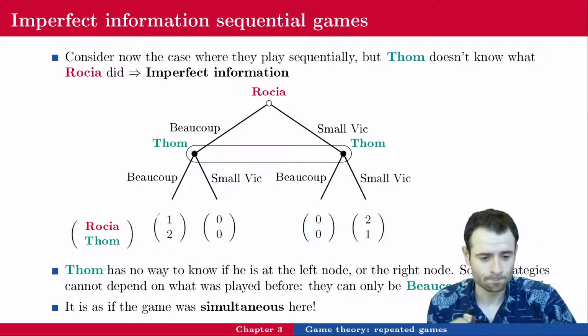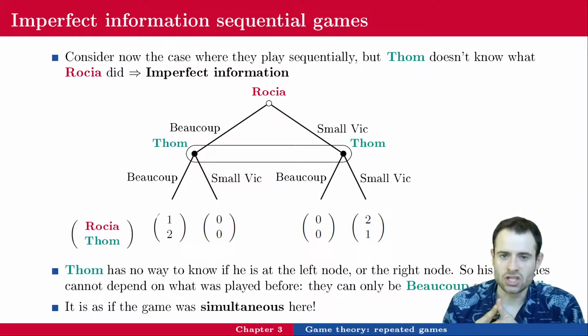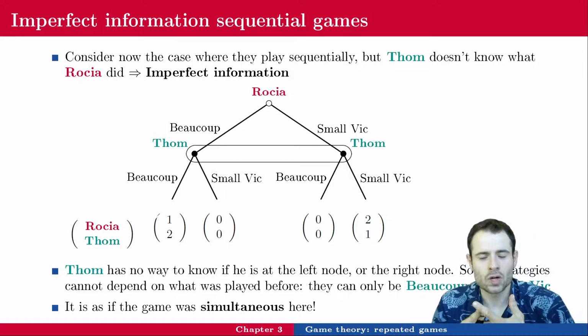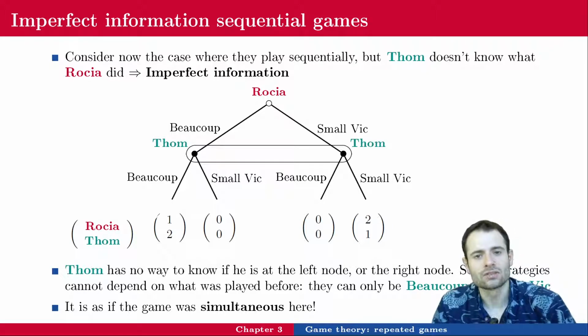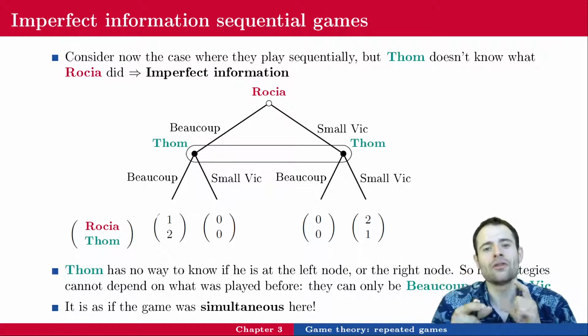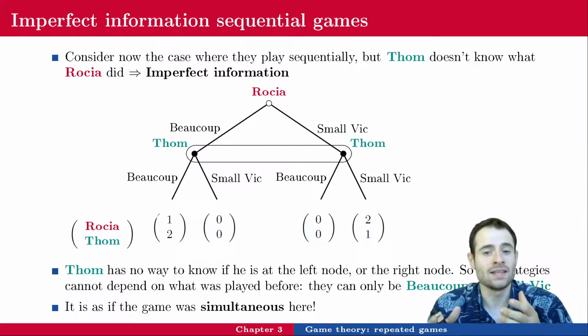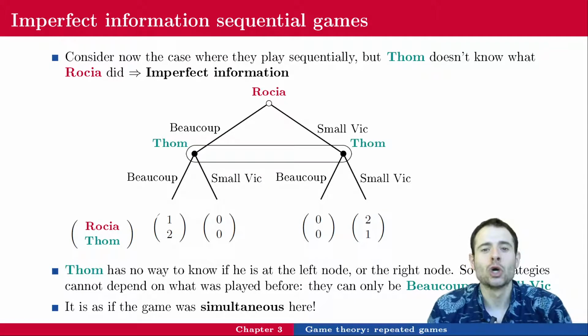Okay? So now Rosia has 2 strategies. Tom has 2 strategies. Well, it looks as if the game was simultaneous. They play sequentially, but since there is no information that is improving between the 2 turns, it is as if they decided to choose to go to a place at the same time.